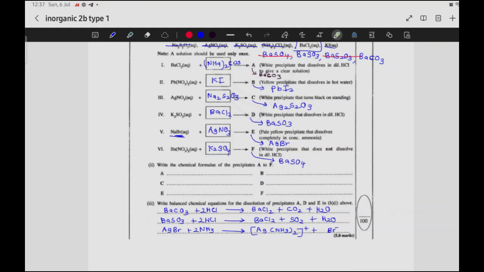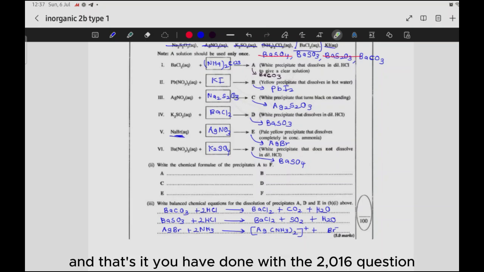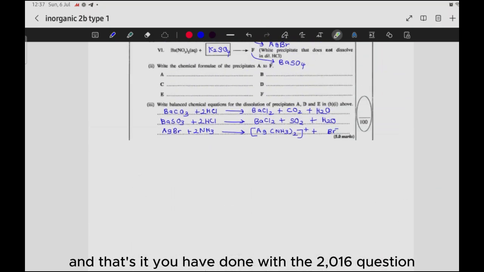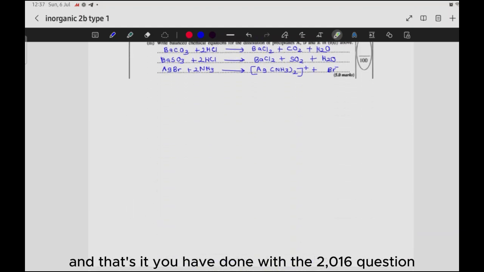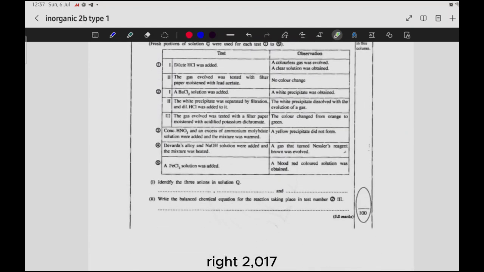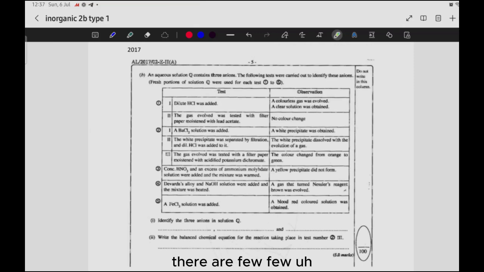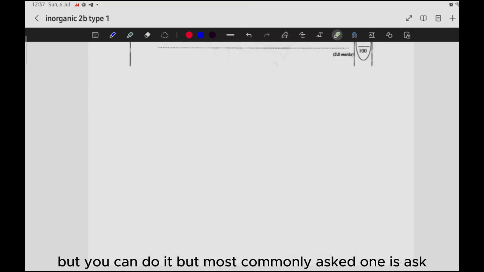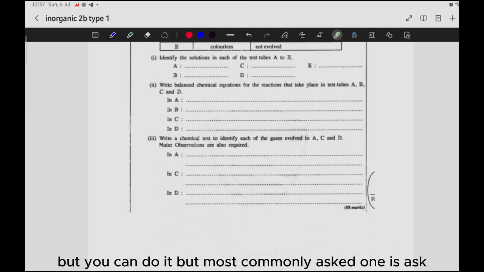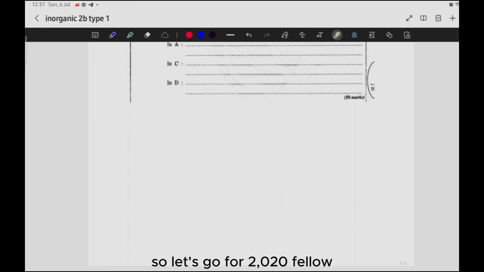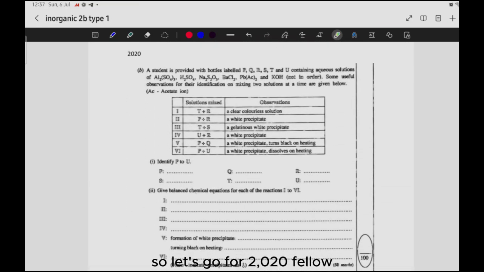So that's how it works, right? And that's it, you have done with the 2016 question, right? In 2017 there are a few small parts which I have not taught, but you can do it. But the most commonly asked one is asked. So let's go for 2020.